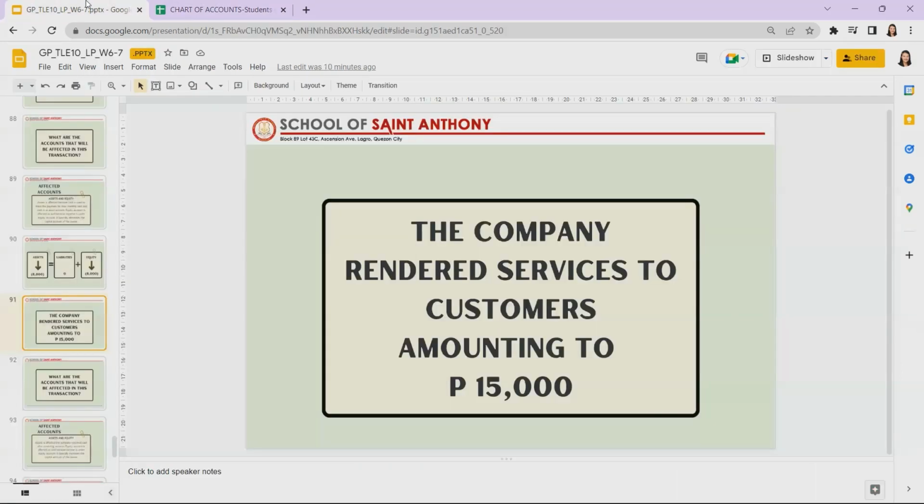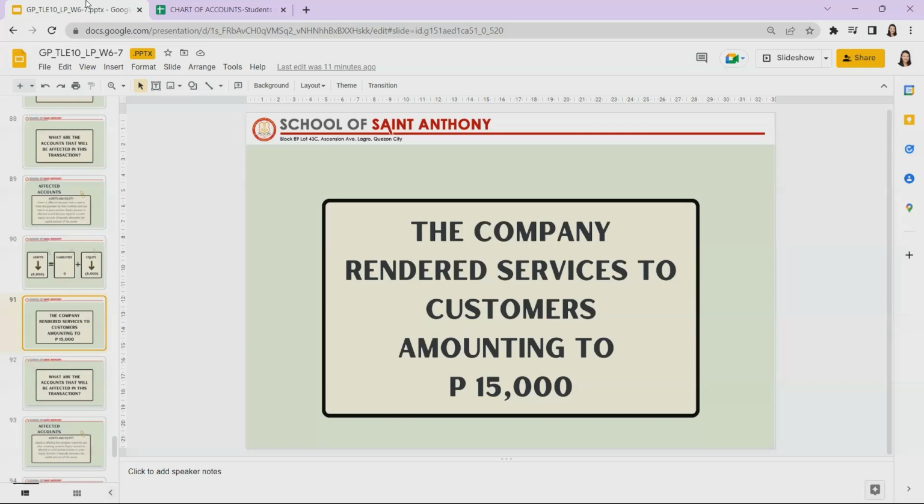Okay. So again, the company rendered services to customer amounting to 15,000. Nag-render ka ng service, nagtrabaho ka, nagkaroon ka ng income. Saan galing yung income? Sa service that you have provided to customer. So what should be the proper account title that we must use? We must use the account title service income. Anong nangyari sa service income natin the moment that we provided or we rendered services to customer? Did it increase or decrease? Anong nangyari sa income natin nung nagtrabaho tayo? Tumaas or bumaba? Nag-increase or nag-decrease?